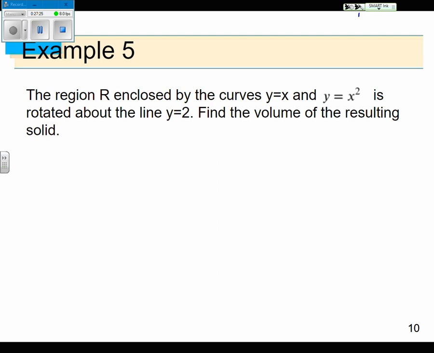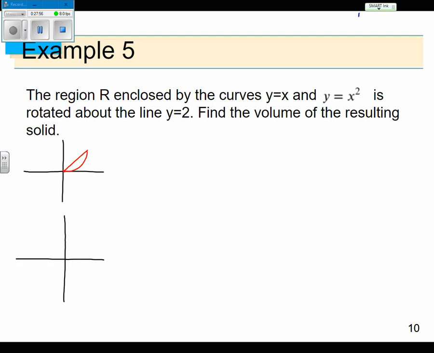Okay, so looks like we have the same lines: y equals x and y equals x squared. I should have erased all of it. So we still have y equals x and y equals x squared, something like that. I'll try to get it just right. But this time, I am rotating this region not about an axis, but about y equals 2.